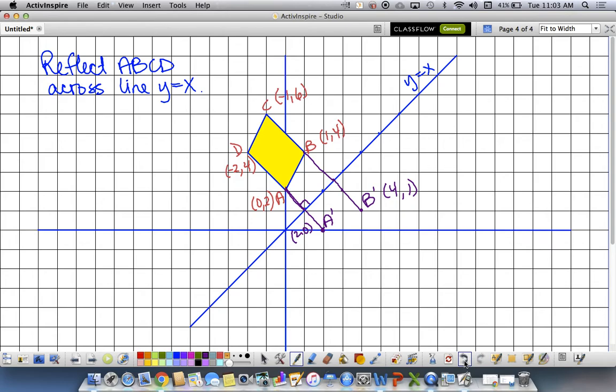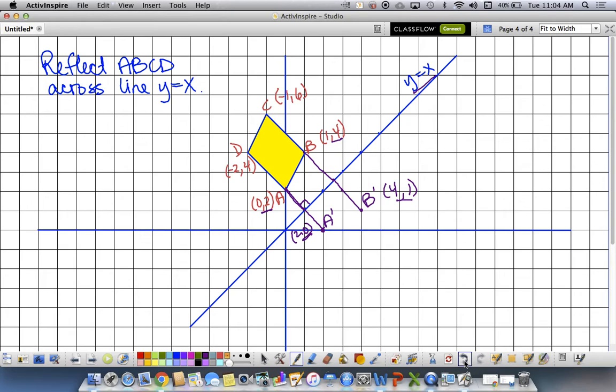Are you starting to see something? The x's and the y's have simply just flipped. Where A was 0, 2, A prime is 2, 0. The x becomes the y and the y becomes the x, because this is y equals x. Okay? B was 1, 4. B prime became 4, 1. It will always happen that way. It's wonderful. We're going to use it in math for years to come, this line. Okay? Just know it's coming back.